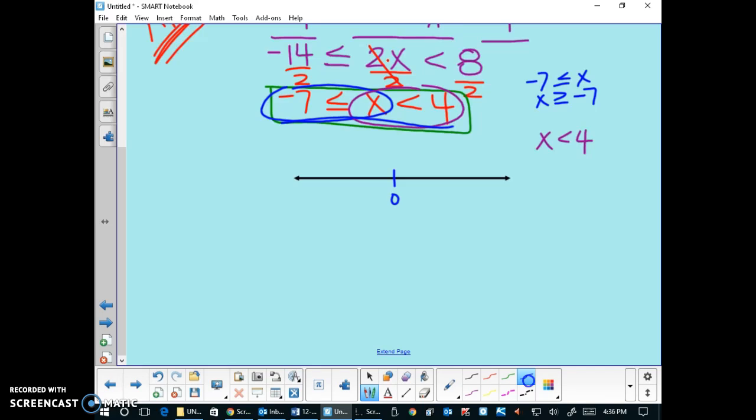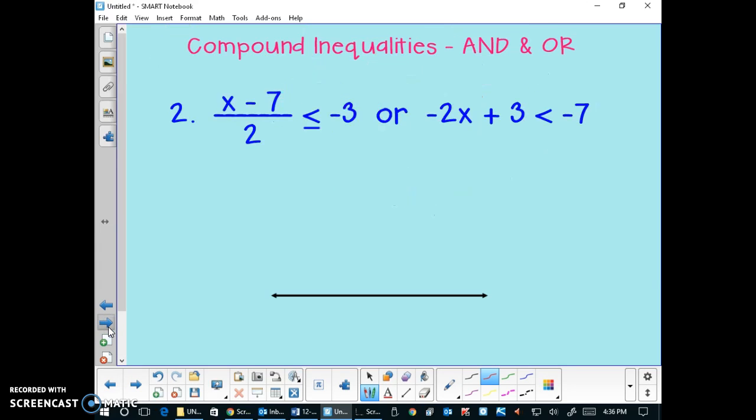If this is 0, negative 7 would be over here somewhere, 4 would be over here somewhere. So at the negative 7, it has an equal to part, so it's a closed circle. At the 4 is an open circle because it does not have an equal to part. And since we're shading to the right on negative 7, the left on 4, we want the overlap, which is the middle here. So we're going to shade in the middle. So ta-da!